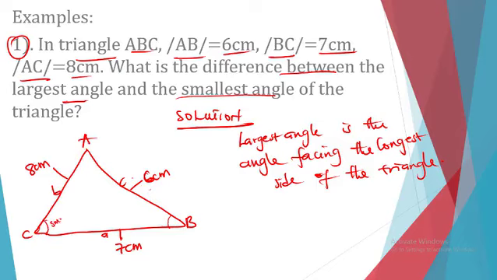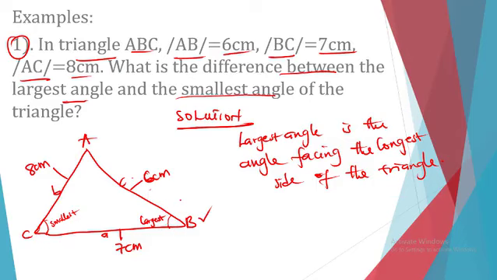Angle. This is the smallest angle, and this is the largest angle. So we need to find the angle at C and the angle at B, and then take their difference. Let us start with the largest angle, which is B.